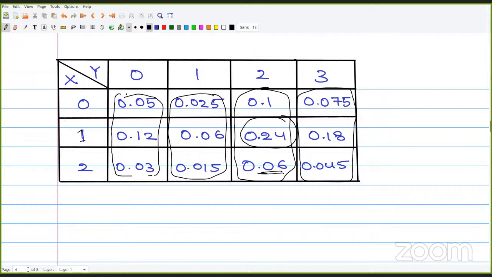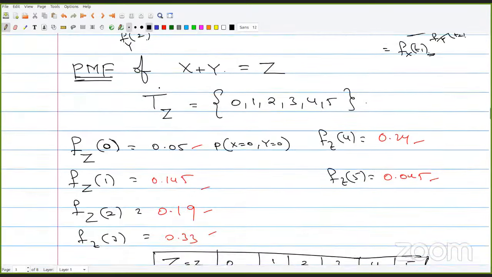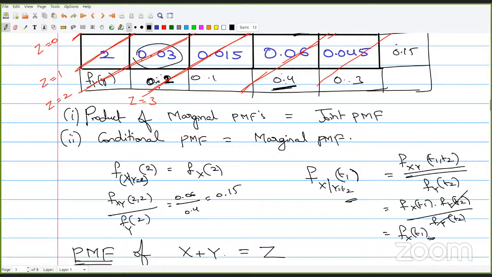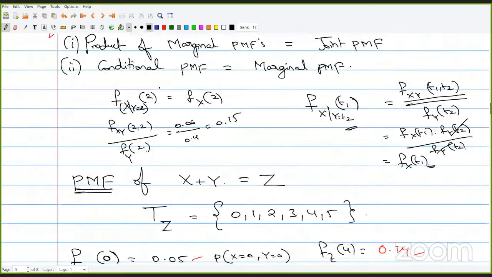Do both the conditions, the product condition and the condition equals marginal, have to be true for independence? These two will be true for independent random variables. But to check independence, the first condition is enough. The second condition automatically follows. Even if you are having time, you can check the second condition. Got it.